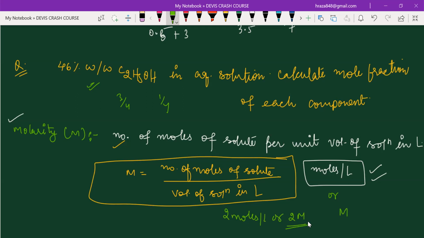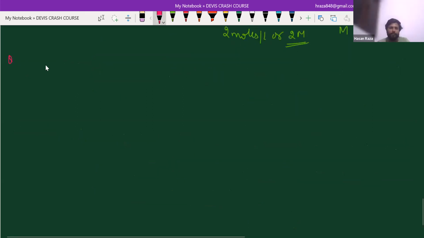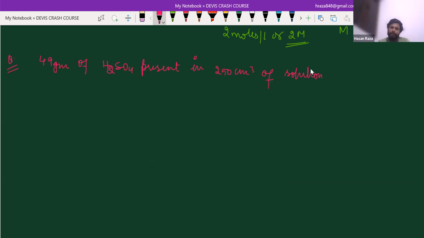Okay. So I'm going to change the slide and give you a very easy question. 49 gram H2SO4 present in 250 centimeter cube of solution. Calculate molarity.